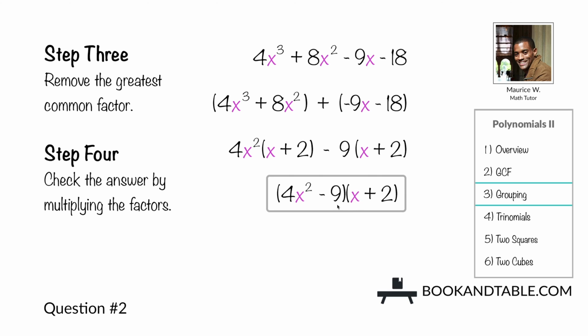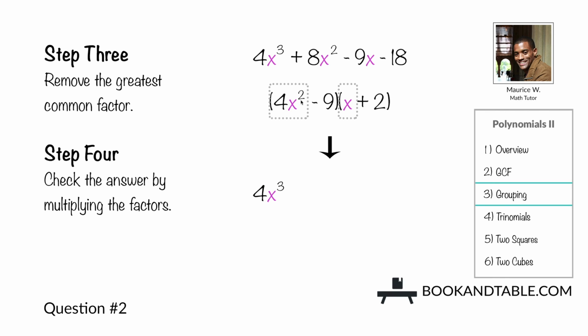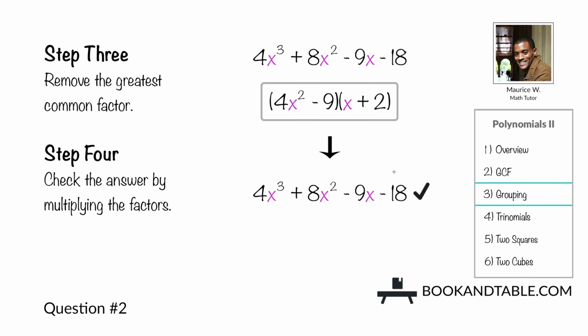And now we check the answer by multiplying the factors, and the polynomial that we get must match our original polynomial. So we get 4x squared times x, which is 4x cubed. We then get 4x squared times 2, which gives us 8x squared. Then we have negative 9 times x, which gives us negative 9x. And then we have negative 9 times positive 2, which gives us negative 18, thus confirming that our final polynomial matches our original polynomial, which means we found the correct factors, 4x squared minus 9 and x plus 2. So that is the answer to question number 2.